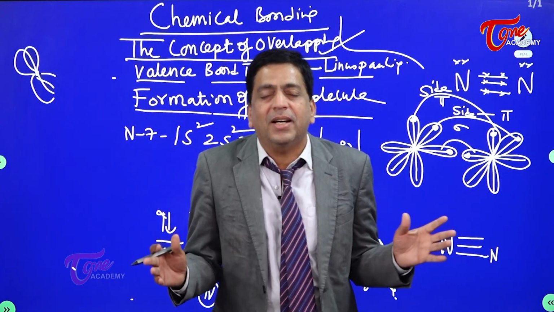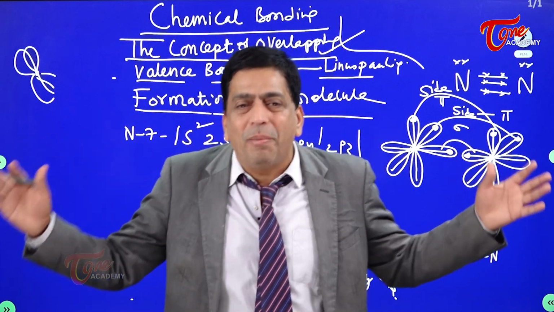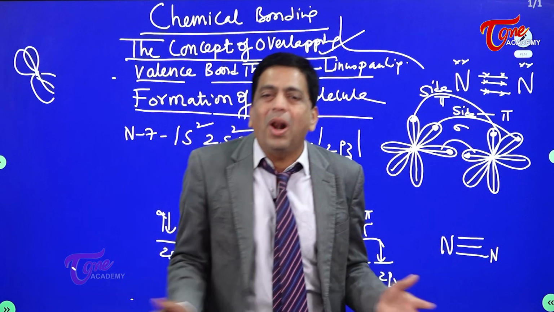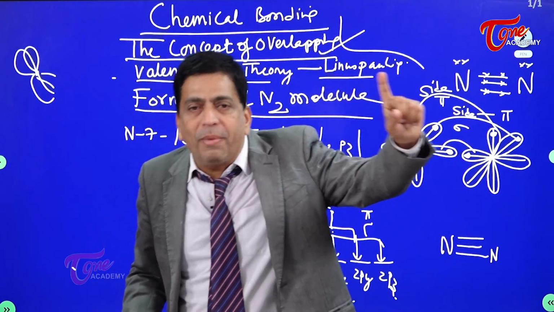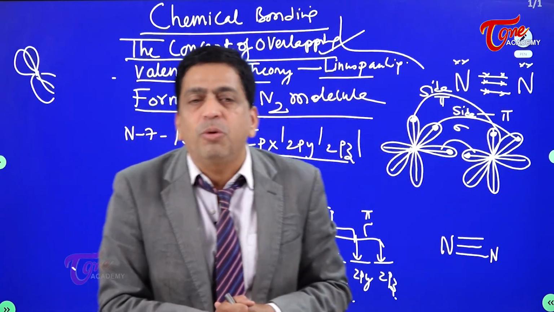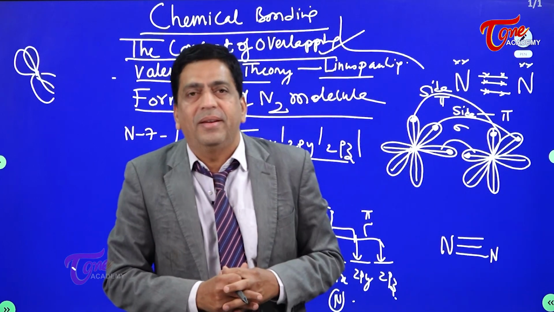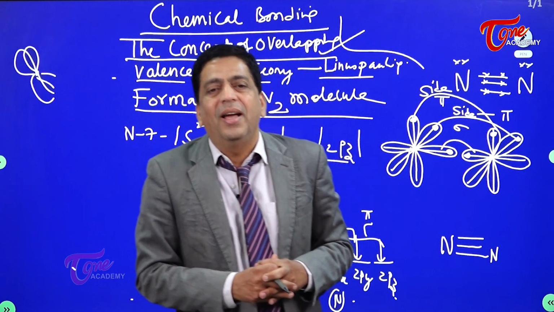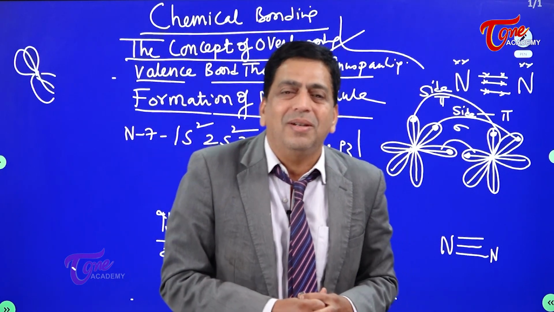So the atom might contain several atomic orbitals. Not every atomic orbital is involved in overlapping. It is only those atomic orbitals in which the electrons possess opposite spin that will participate in the concept of overlapping. You must understand it.